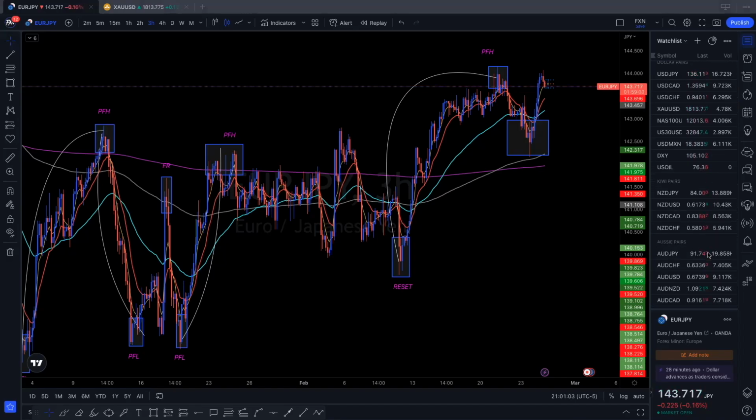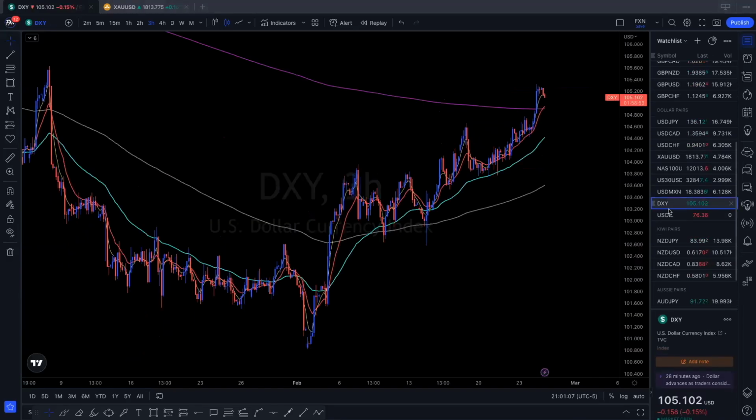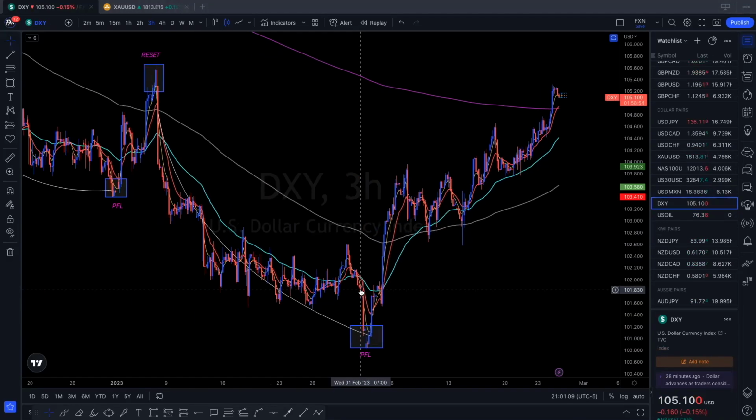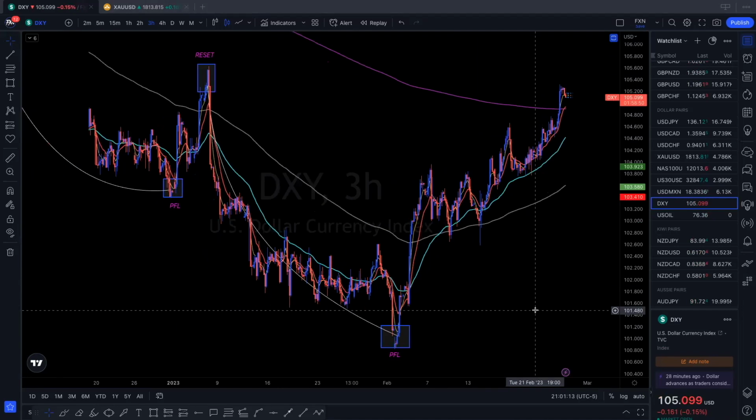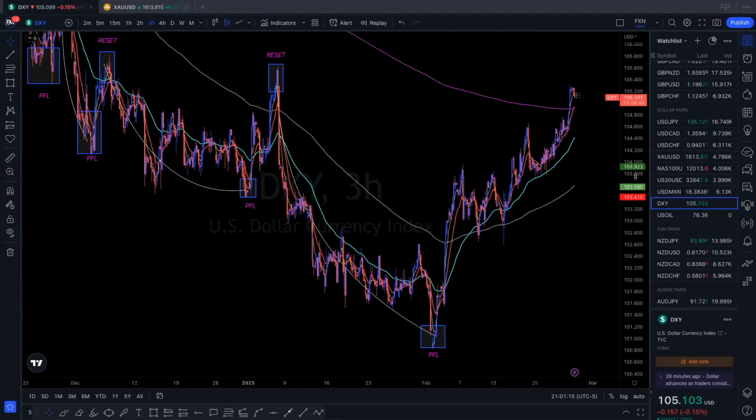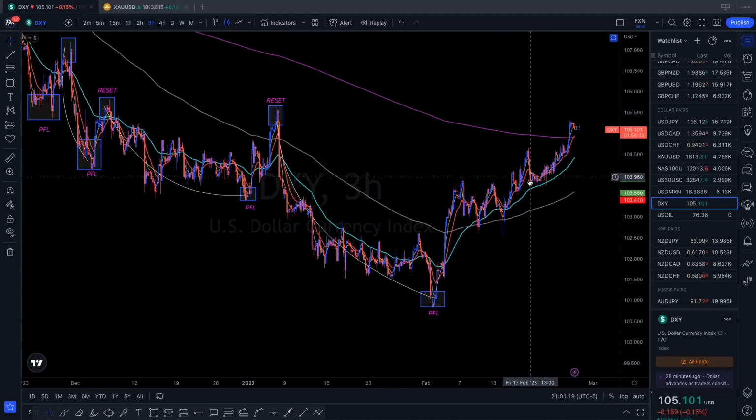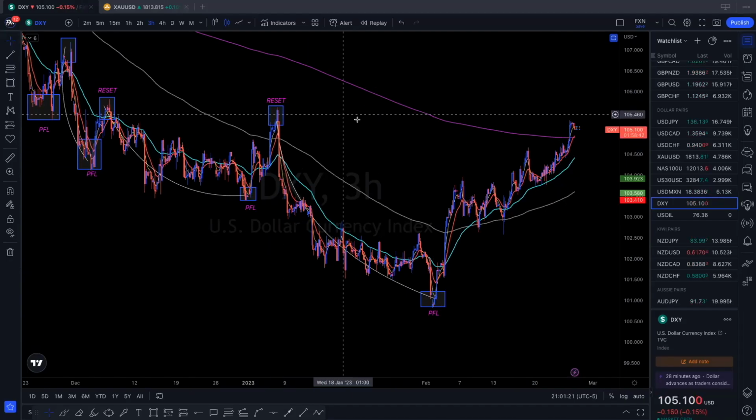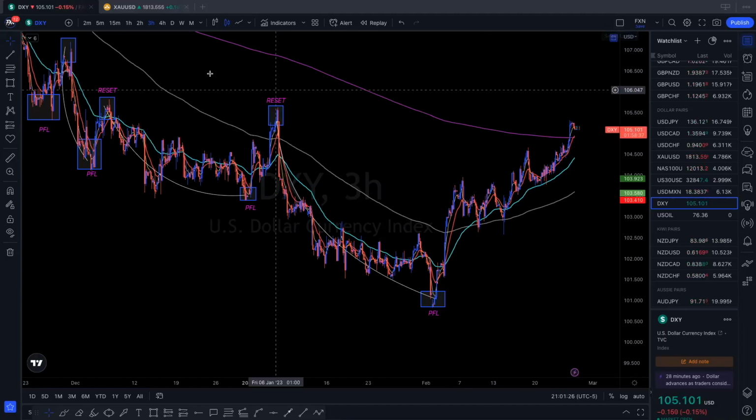The dollar index? Yeah, the dollar index is pretty much the same thing as everything else. I'm waiting for a formation high to form. Last week I told you guys I'm waiting for this thing to go up to 105, and that's where it's at right now, 105.